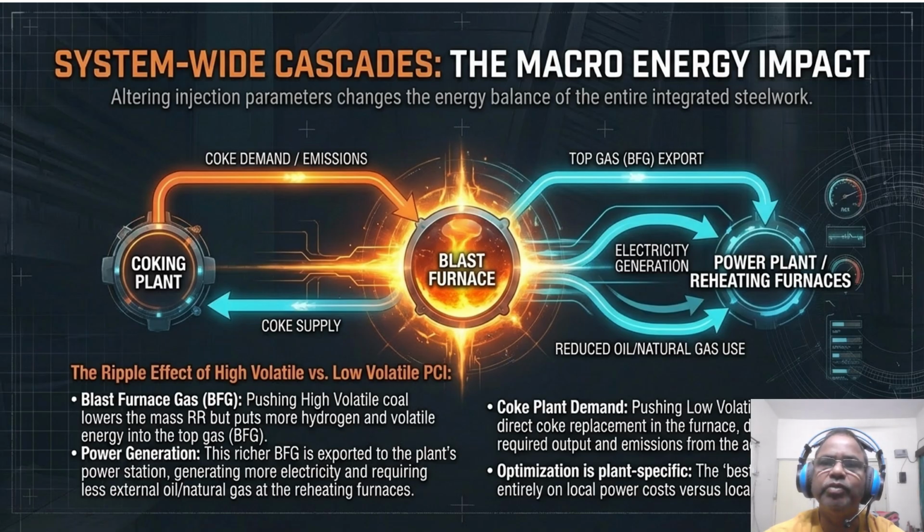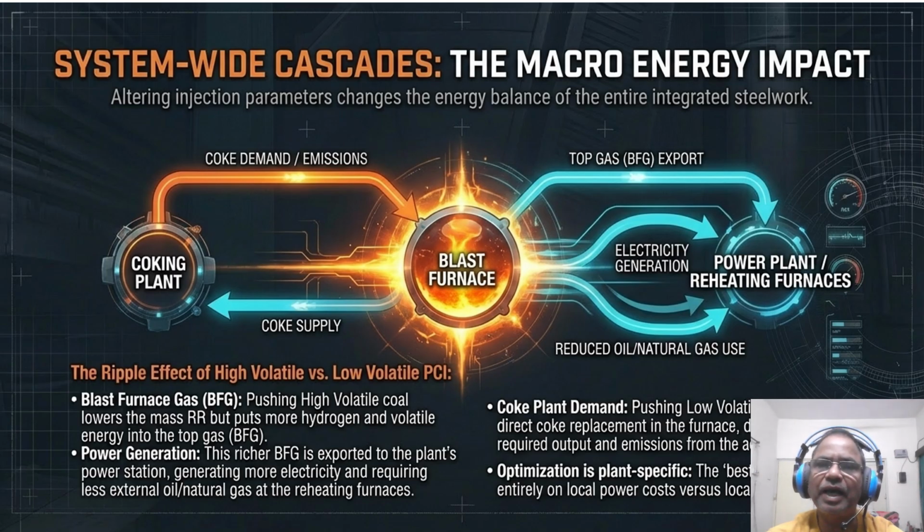So follow these blue and orange arrows across the integrated steelworks. Altering the injection changes your energy balance. So pushing high VM coal might lower your furnace replacement ratio, but it puts more hydrogen into your top gas. This richer blast furnace gas is then exported to your power station to generate more electricity. So optimization is plant specific. The best injection strategy depends entirely on whether your local costs are higher for power, natural gas or coking coal.